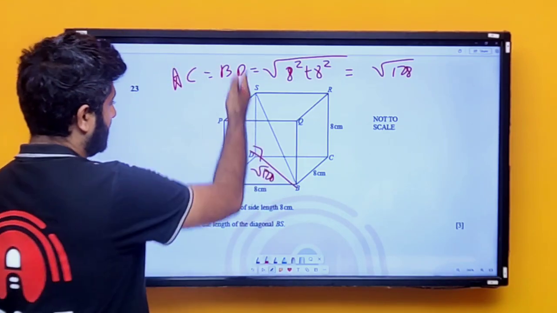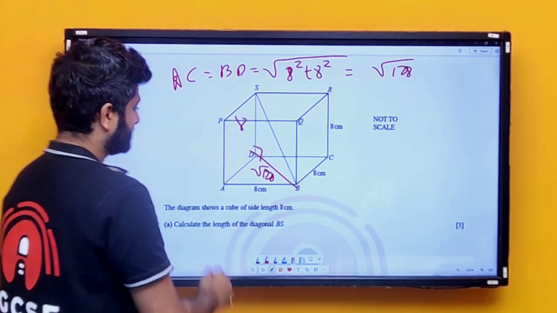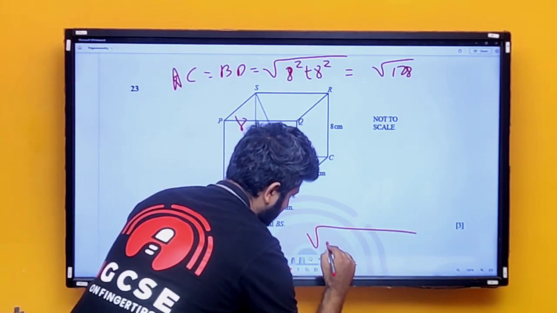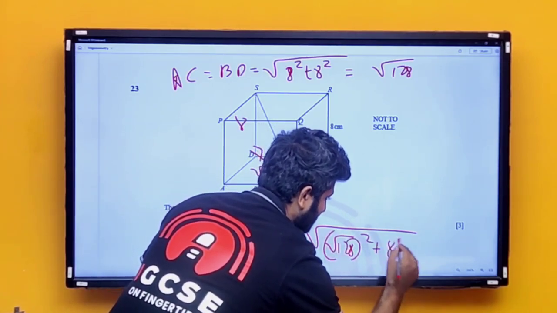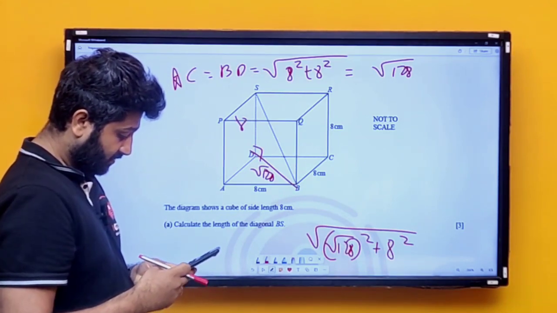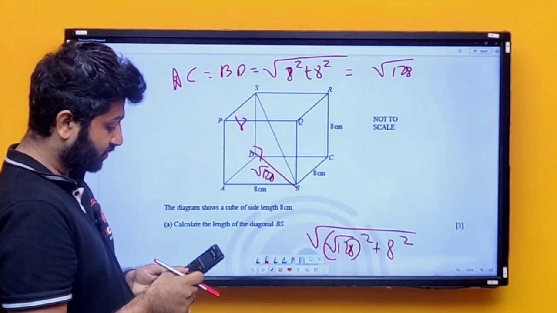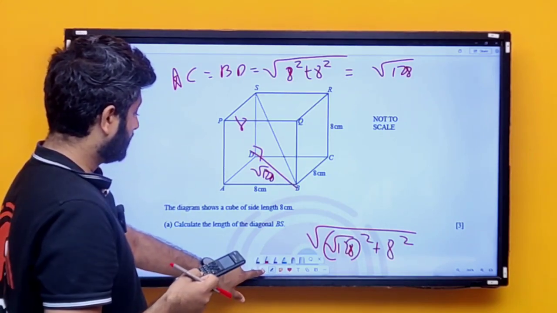Again, this is going to be 90 degree. SD is again 8 centimeter as it is a cube. So BS will be root of 128 square plus 8 square. So the final answer is 128 plus 8 square, that is 8 root 3.